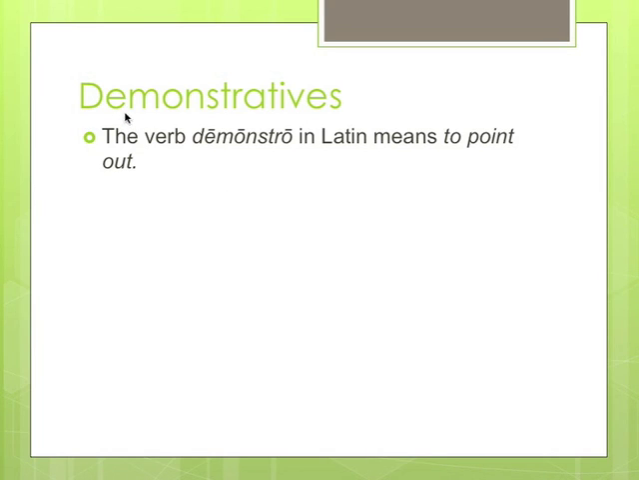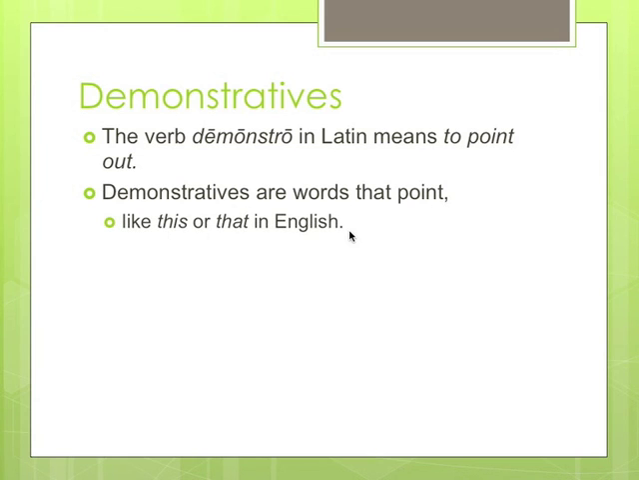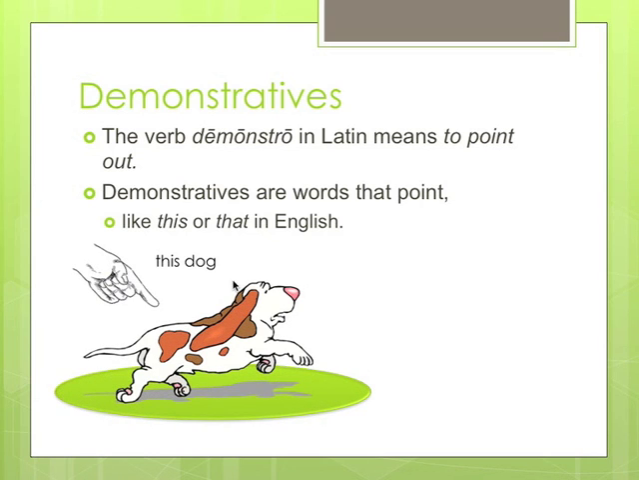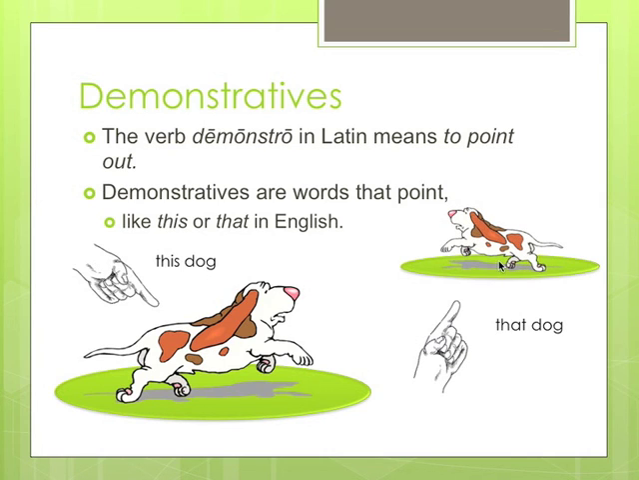Let's first talk about demonstratives one more time for a moment. The verb demonstro in Latin means to point out. Demonstratives are words that point, like this or that in English. We might in English say this dog to point to this dog, or that dog to point to that dog. This and that are demonstratives in English.